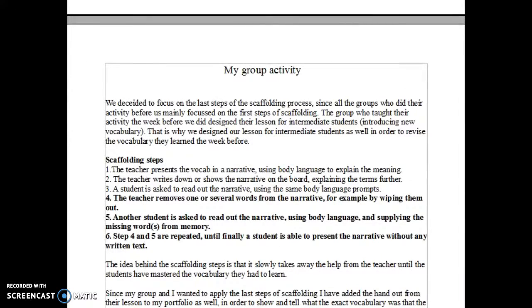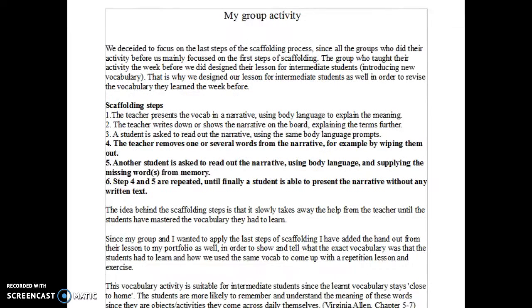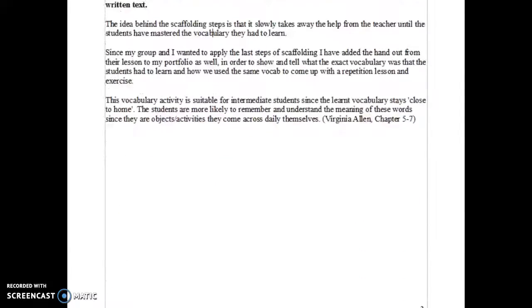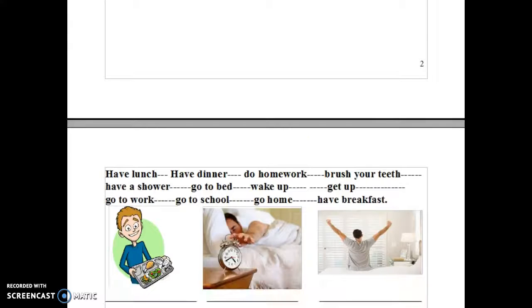We designed our group activity for an intermediate class and we used the last steps of the scaffolding ladder, since we used the same vocabulary as the previous group in order to make a repetition exercise. And we tried to do so. Over here we can see the words that we used. This is the handout from the previous group.